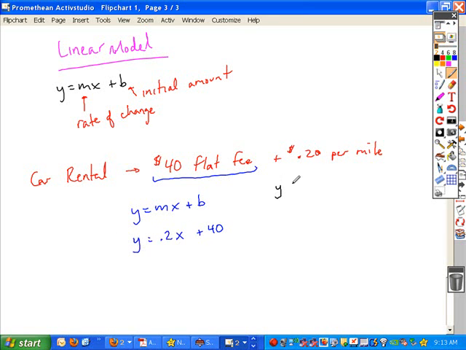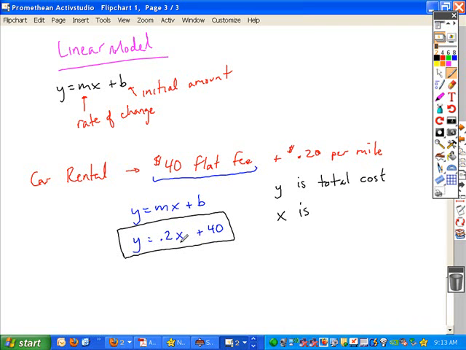Again, in terms of this, what does y represent in this form? In this equation right here? The flat fee? No. So y is the flat fee plus the rate of change fee times the number of miles. What is y going to give you when you calculate this out? Yeah, good. The total cost. So y is your total cost, and what does x tell you?